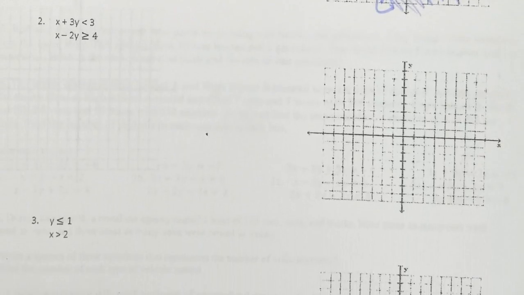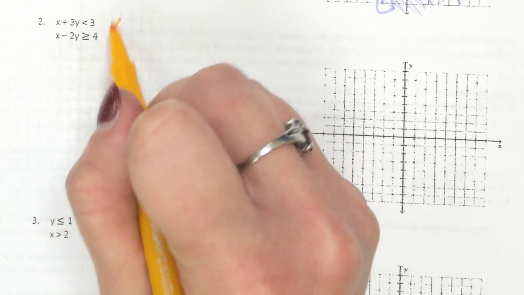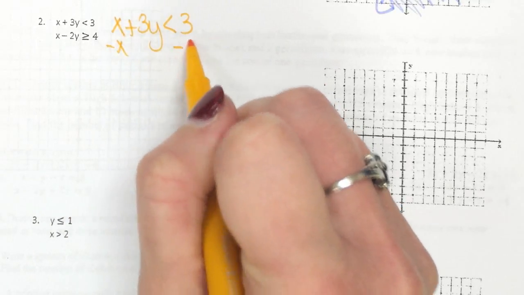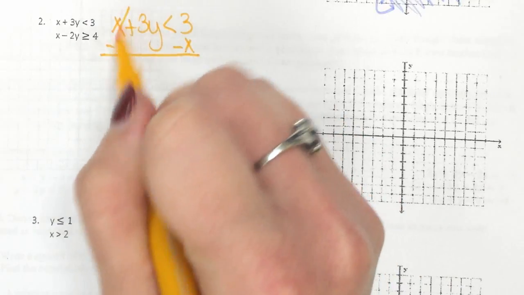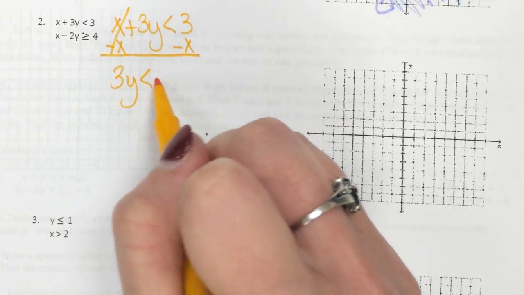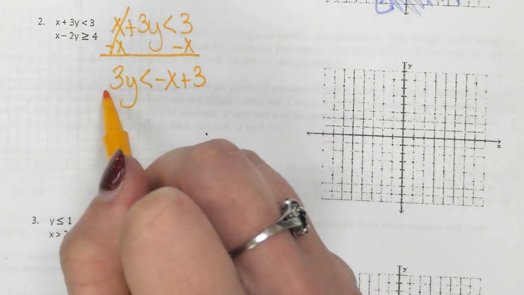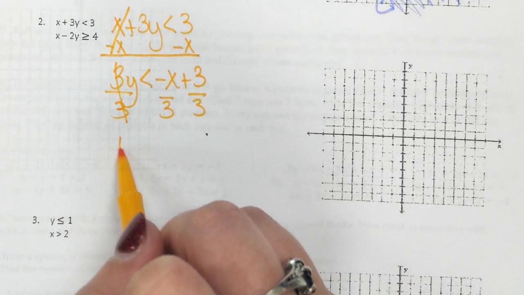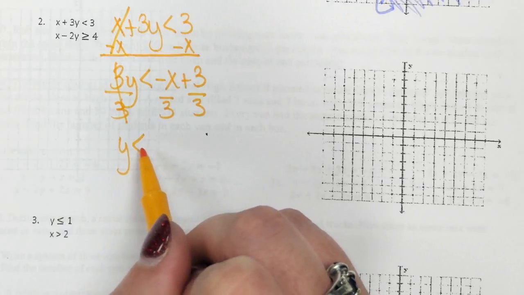What about number 2? In order to graph it, what has to happen first? Y has to be by itself. There you go. Say that again. You would divide by 3? Yep.